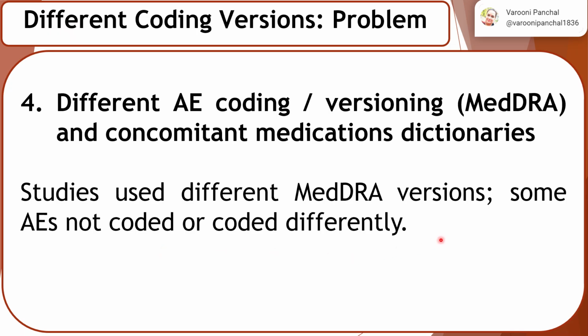Say for example, I have 12 different studies that I need to combine into one ISS and ISE study. In one or two of the studies, the coding was not done. There was no system of implementing the MedDRA version, and there was nothing mentioned in the statistical analysis plan. So how to overcome this problem?